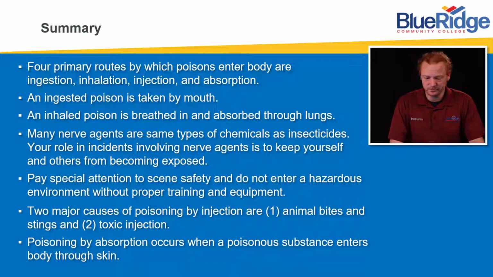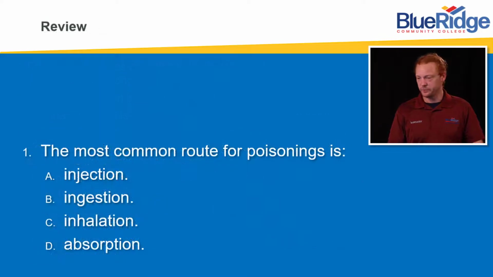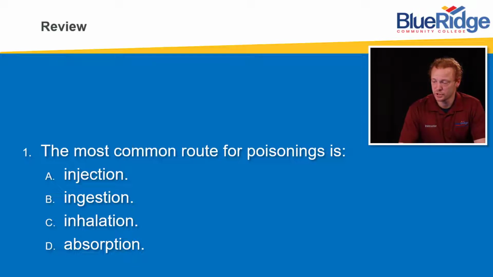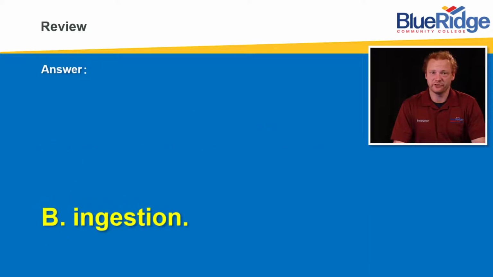Narcan is a medication that can rapidly reverse the effects of opioids on the central nervous system. And we have a couple questions to review. So the most common route of poisonings: is it injection, ingestion, inhalation, or absorption? The answer is ingestion.